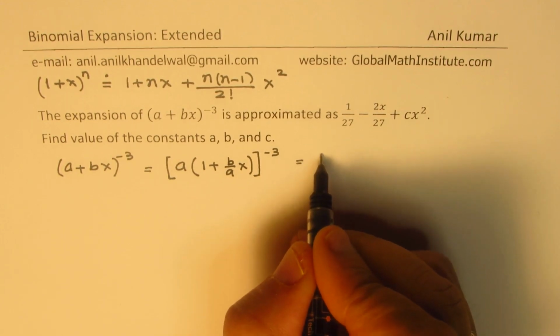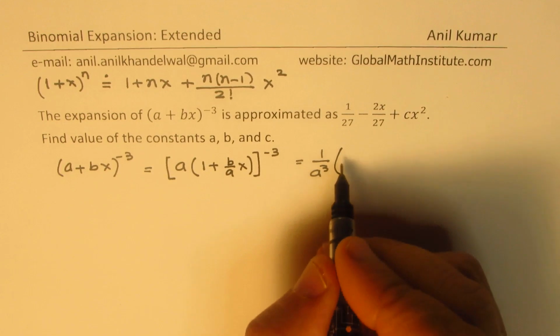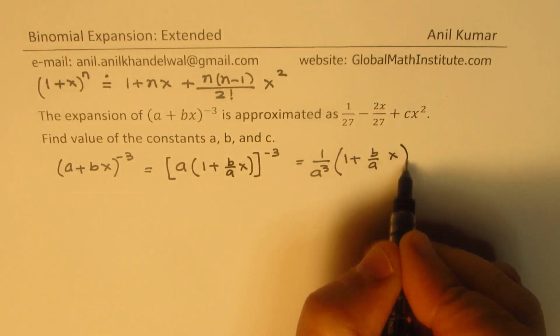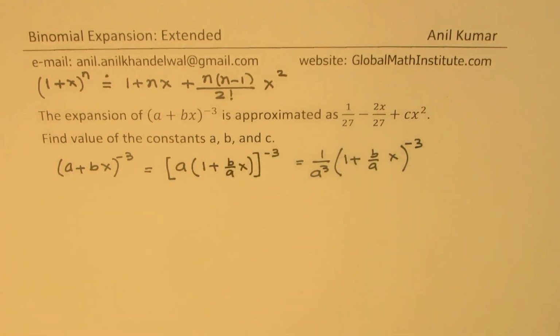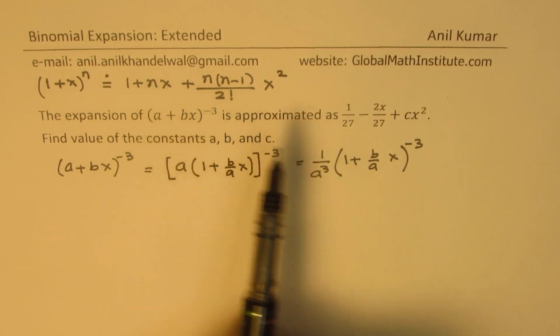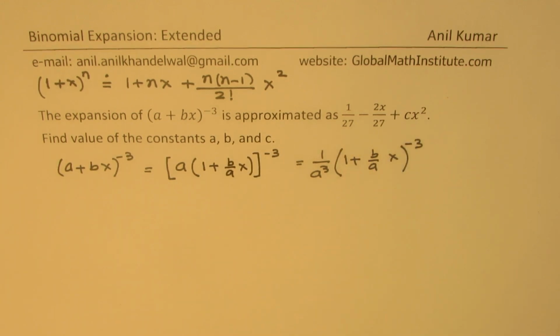So that gives us 1 over a cube, right? And then we have (1 + (b/a)x) to the power of minus 3. Is that clear to you? So that is what we get. Now, let us try to expand this using the given formula, and then we can compare the terms to find the value of a, b, and c.